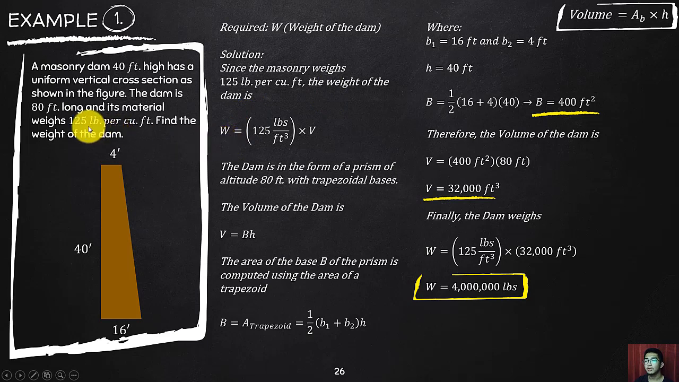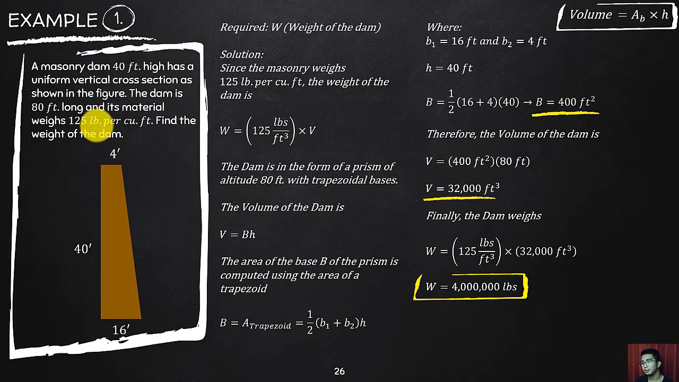Okay, so if you have something, let's say 125 pounds per cubic foot, if you have 1 cubic foot, of course you have 125 pounds. If you have 2 cubic feet, you have 125 times 2, that is 250 pounds, correct? Same in your, let's say, market. If tomato is worth 125 per kilo, that's a very expensive tomato, correct?